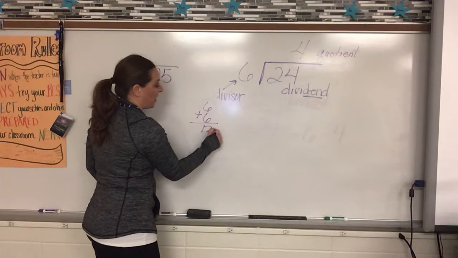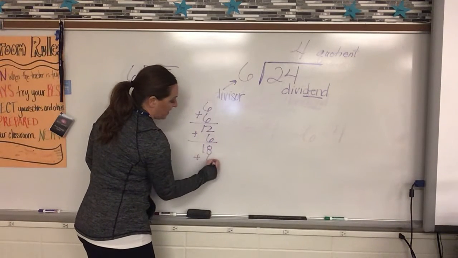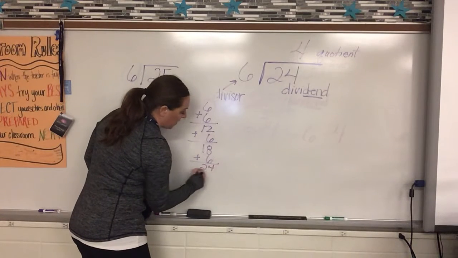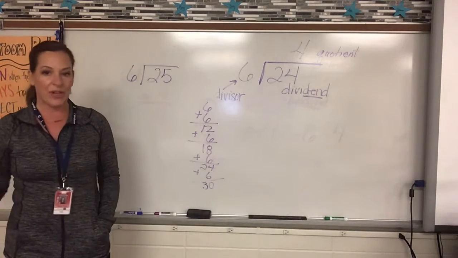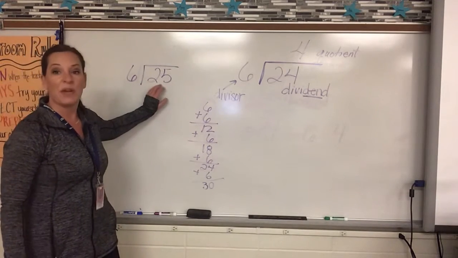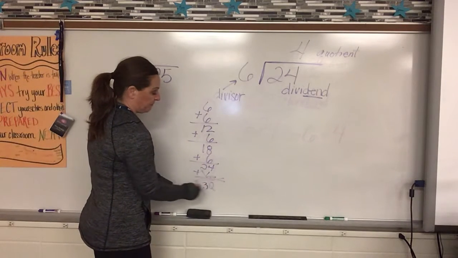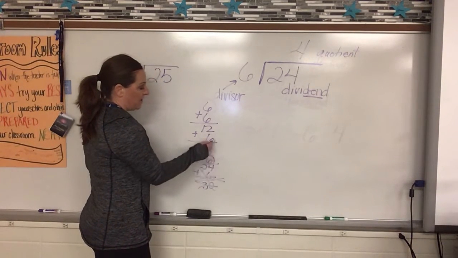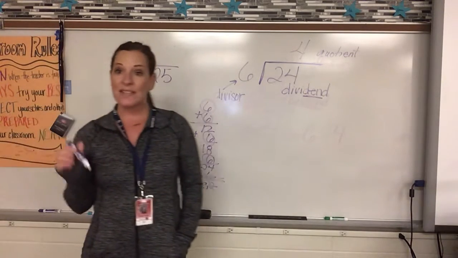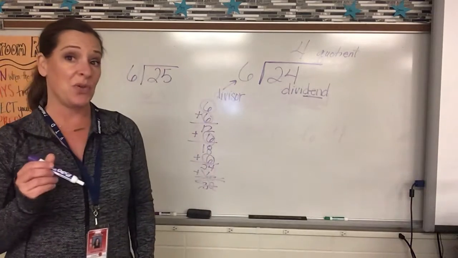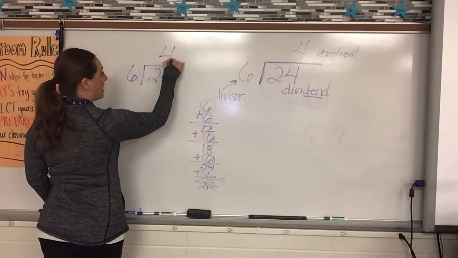6 plus 6 is 12. Plus another 6 is 18. Plus another 6 is 24. If I add another 6, I have 30. 30 is too high because remember we can't go over 25. So we're not going to use this last one. 1, 2, 3, 4. We can have 4 6s to get close to 25. So 6 goes into 25 4 times.